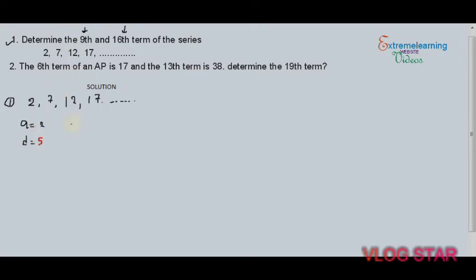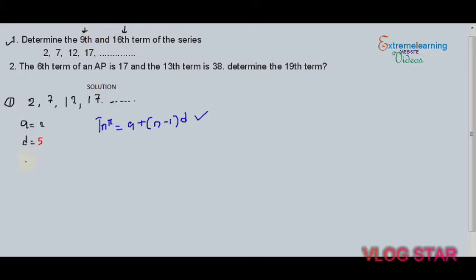The next thing to do: the question said determine the 9th and the 16th term. When we talk about the 9th term, or any such term, that is talking about the nth term. And I taught you that the nth term formula, T of n, anytime you see this term or that term, use this formula: a plus open bracket n minus 1 close bracket d. This is always the nth term formula, and it is the formula we're going to use for the 9th and 16th term.